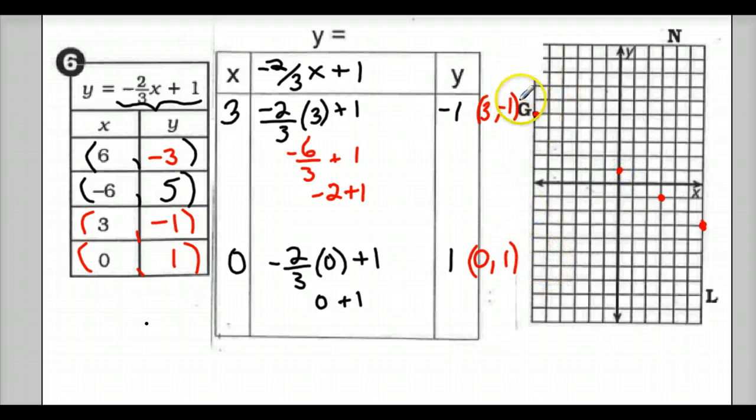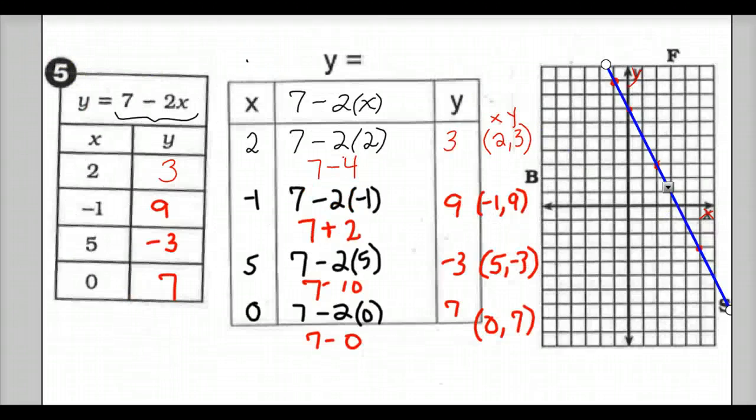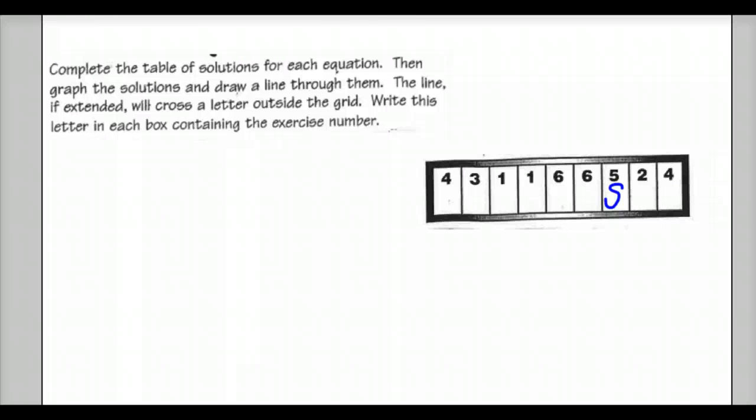Now the directions tell us we need to extend this line, so you can probably see which letter this is going to go through. So I'm going to do that really quick. So here's my extended line. Notice not only does it go through all 4 of my points, but it also extends out and goes through the G. So we know under number 6 we need to write the letter G. Over here, we'll do it in red. Under number 6 we need to write 2 G's because there's 2 6's.